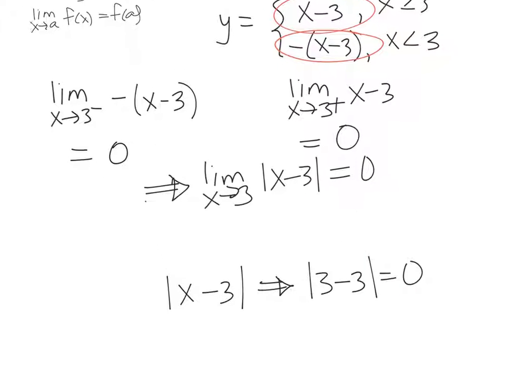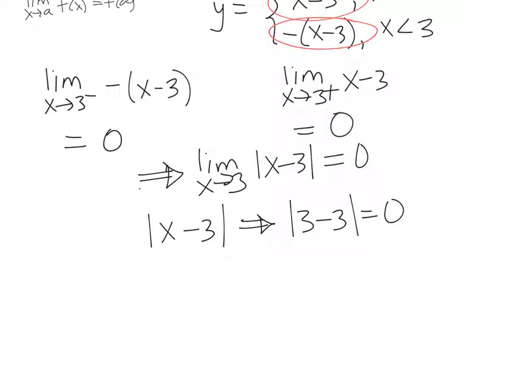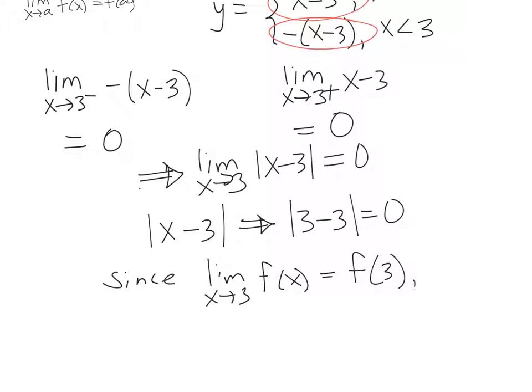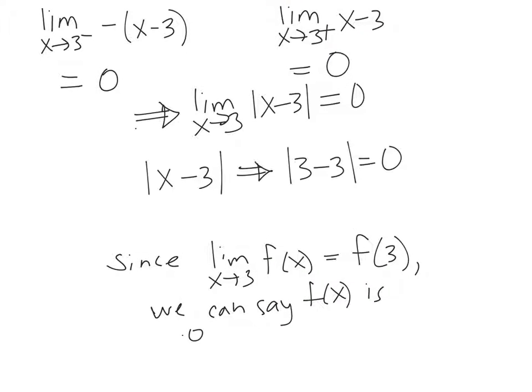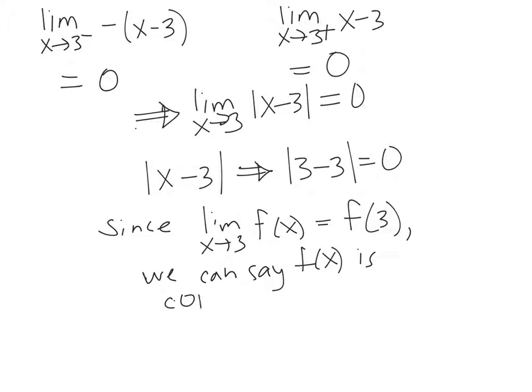So here, since the limit, and I know that this seems like a lot of writing for it, but since the limit as x approaches 3 of f of x is equal to f of 3, we can say f of x is continuous at x equals 3. Okay, that's the actual definition of continuity that we learned yesterday. So you should use that actual definition in your answer. I know it seems like a lot of work.